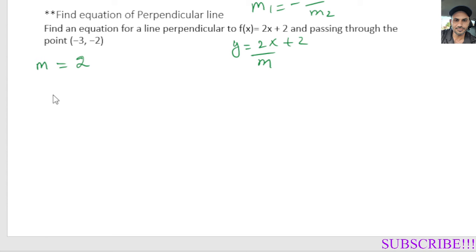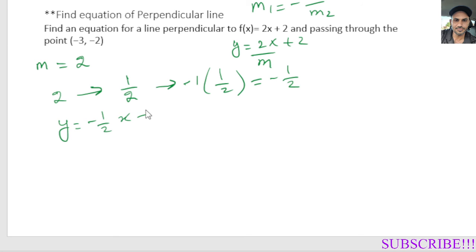So if m1 equals 2, the slope of the line that is perpendicular to this one would be the negative reciprocal. You take 2, you take the reciprocal of that, which is 1 divided by 2, and then you multiply it by -1, and it becomes negative 1 over 2. So the slope of the line that we're trying to find has to be negative 1/2. So we plug in the information here, negative 1/2 x plus b. And then we put this point in this equation and solve for b, because we still need b to get the full equation.